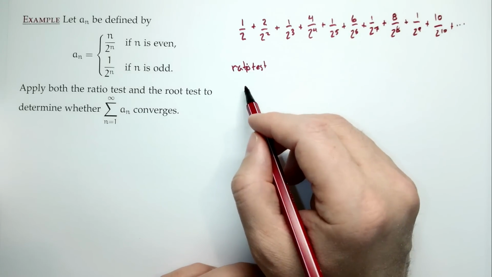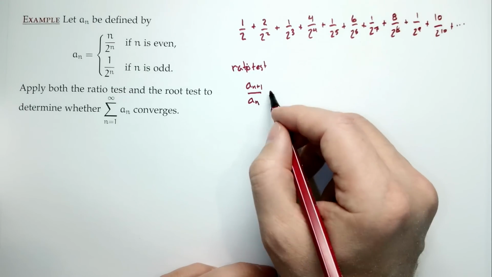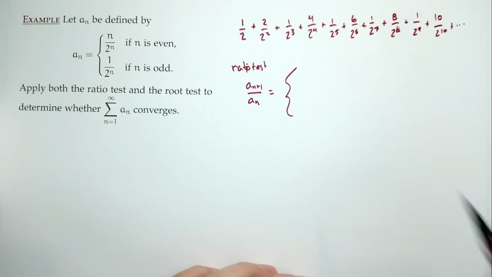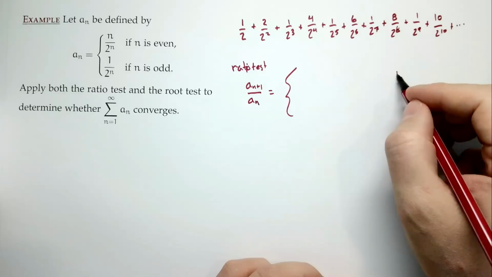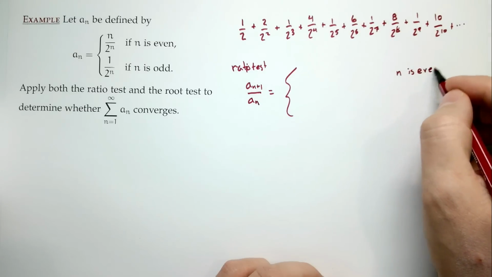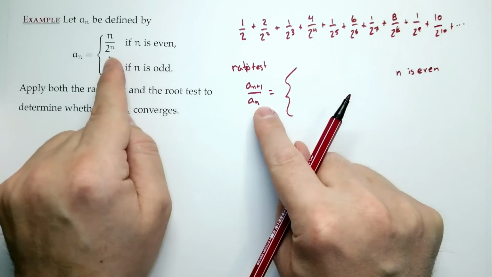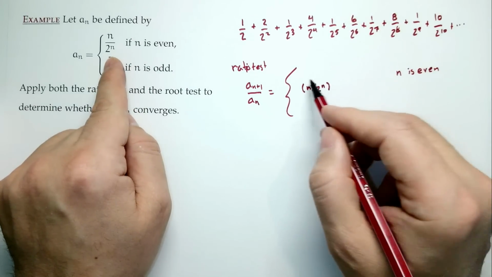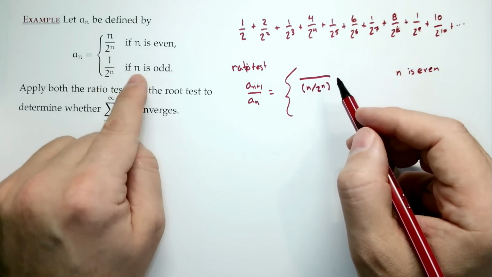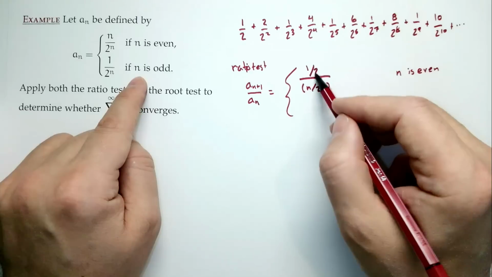And so the ratio test says, let's look at a_{n+1} over a_n. Now, be careful here. Let's be really, really careful. Let's suppose for a second here that n is even. So that says that a_n, if n is even, then the denominator looks like n divided by 2 to the n, and then the numerator will be n plus 1.